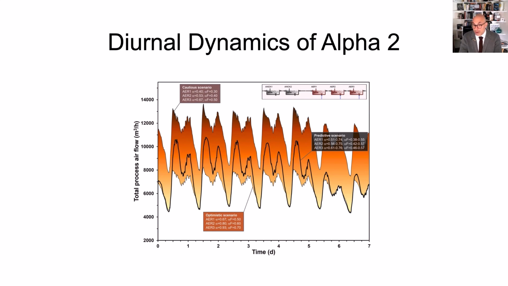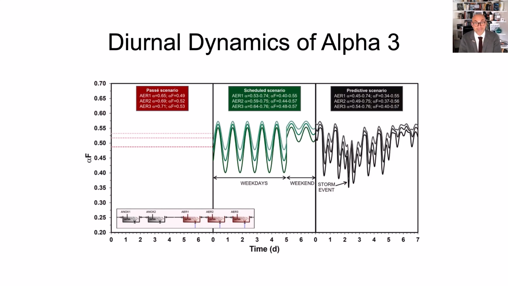So for lack of better information, the design engineer will pick a cautious scenario because the rule of design is if you over-design, you might be yelled at, but if you under-design, you might be sued. And so you'd rather be yelled at and make sure that it works.